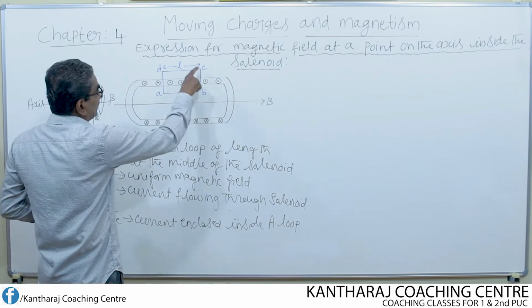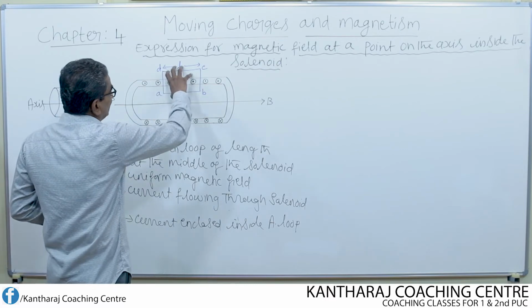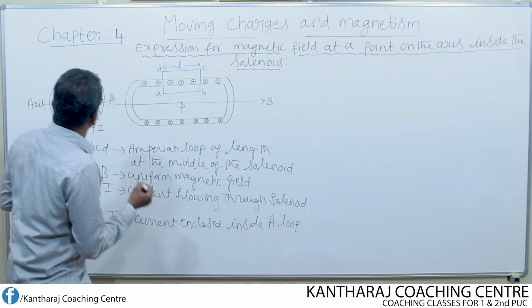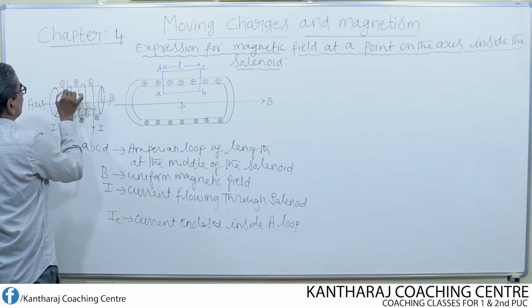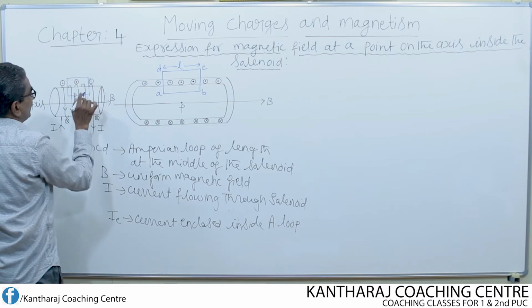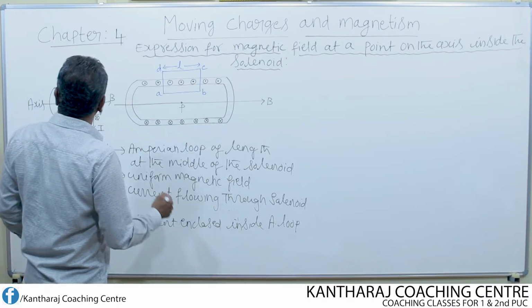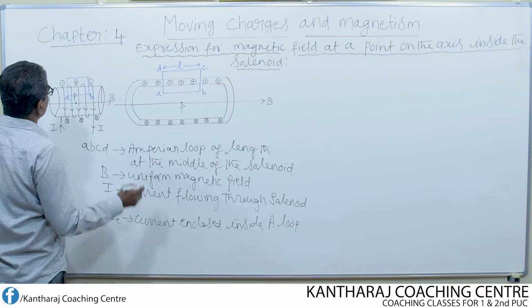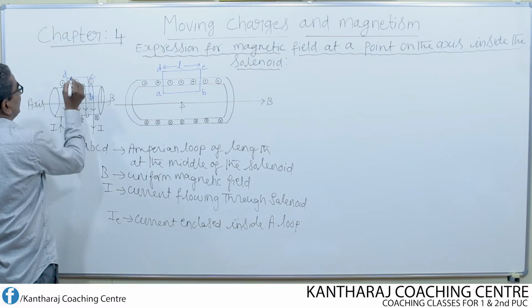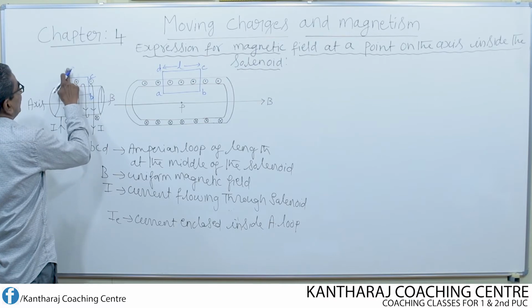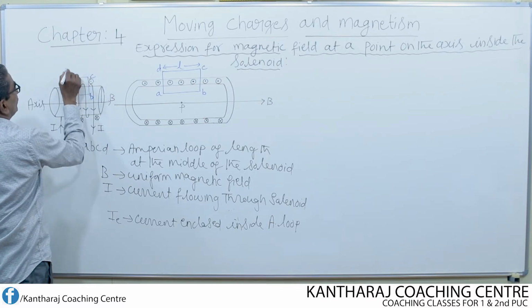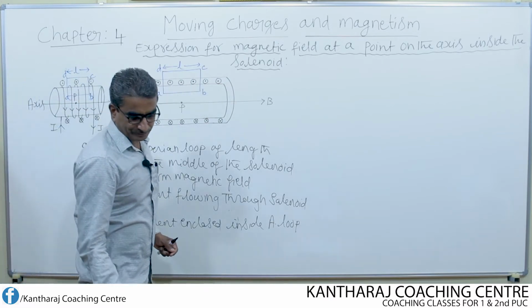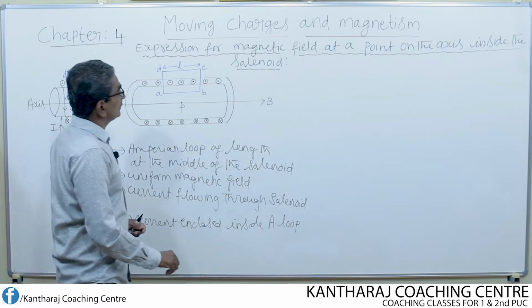Now here ABCD is an Amperian loop chosen at the center of the solenoid. That means somewhere here I have chosen one rectangular shaped Amperian loop. This is A, this is B, this is C, this is D. What is the length of this loop? The length of this loop is taken as equal to L. So this I have written separately in this diagram.